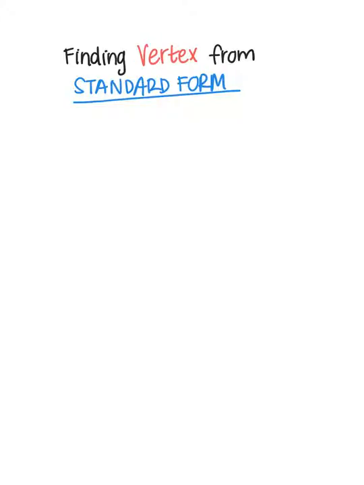Okay, right now I'm going to review how we're going to find the vertex from a quadratic in standard form. Just to remind you guys, standard form is y equals ax squared plus bx plus c. So if we're given an equation in standard form, we should be able to write the x coordinate of the vertex as negative b over 2a, okay?